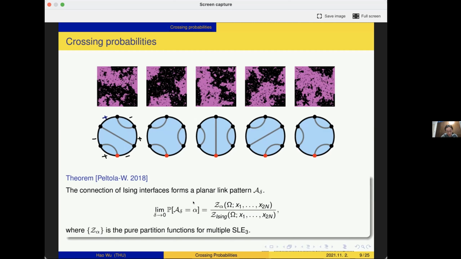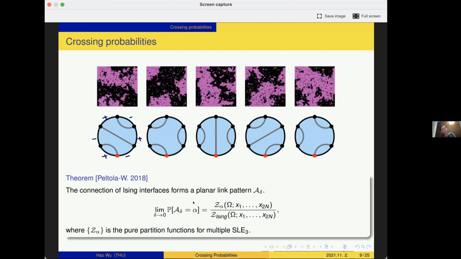So in this boundary condition, we see that there are going to be 3 interfaces. These 3 interfaces will connect among the 6 marked boundary points, and they form a planar link pattern. So when there are 6 marked points, we know that there are 5 possibilities of the link pattern. So here are the 5 possibilities of the picture, and above the 5 pictures are 5 simulations.